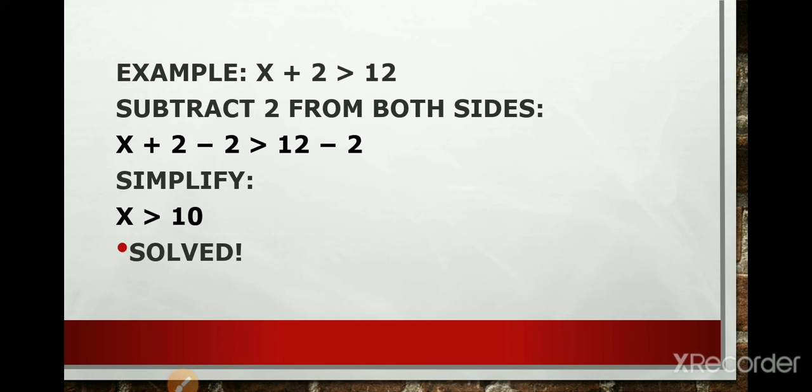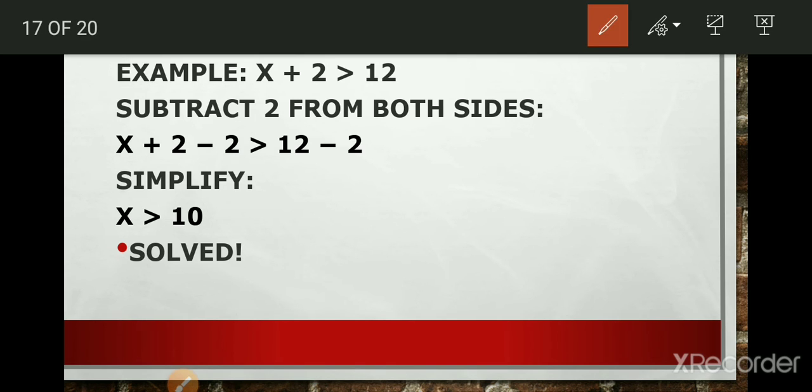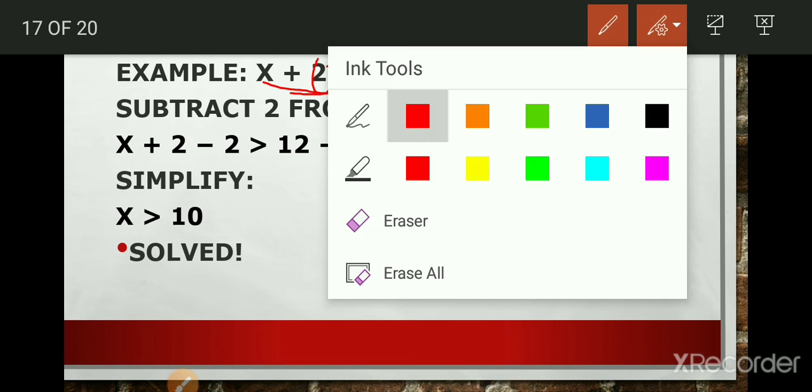If I take this example, x plus 2 is less than 12. Our aim is to have x on the left side. Left side means, if I take the inequality sign here, this is considered the left side and that is the right side.